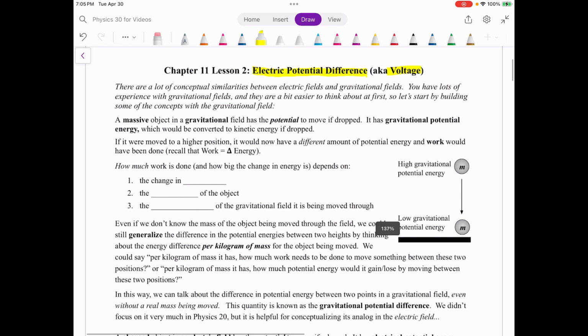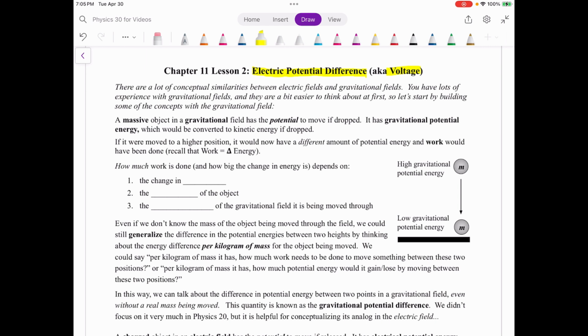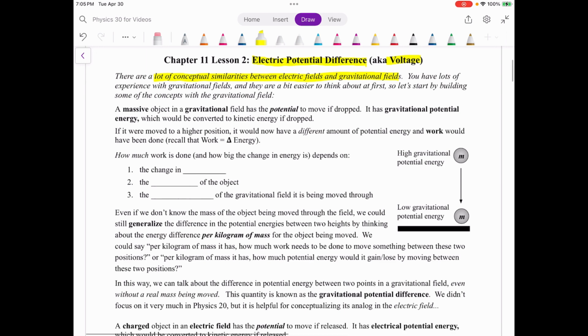But anyway, we're going to start out here like we did with electric fields, okay? And as you saw with electric fields, because there are so many conceptual similarities between electric fields and gravitational fields, gravitational fields are often a good way to start thinking about these, because you studied them in physics 20, and you experience them every day. You're kind of comfortable with how gravity acts a little bit more, right? So we're going to do a similar thing here with the voltage.